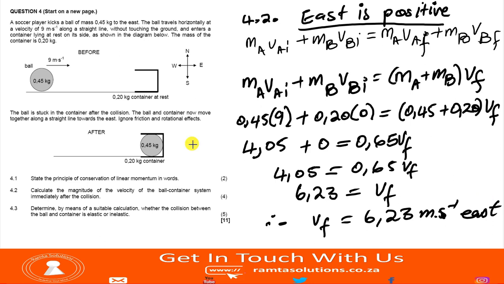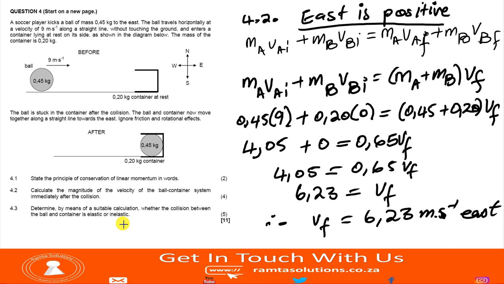So 4.3: determine by means of a suitable calculation whether the collision between the ball and the container is elastic or inelastic. We will not do this question because it requires knowledge of elastic and inelastic collisions, which you don't have yet. We are going to cover this in the next video.